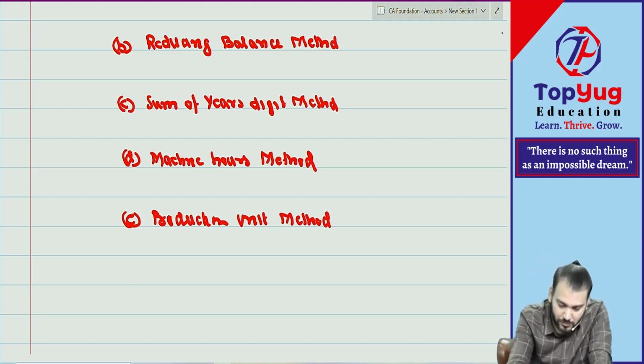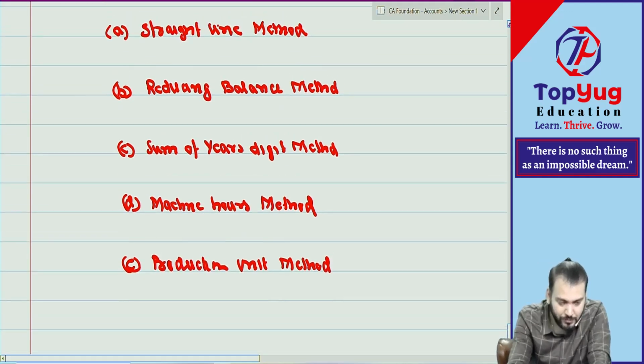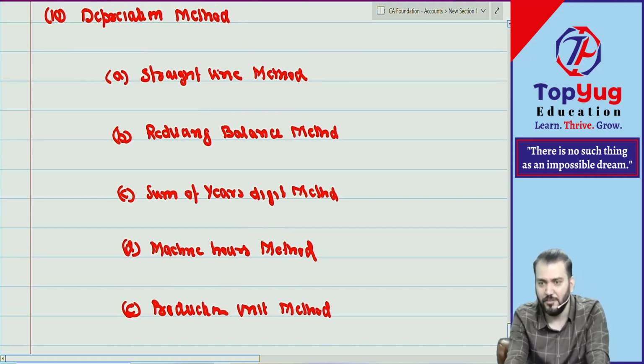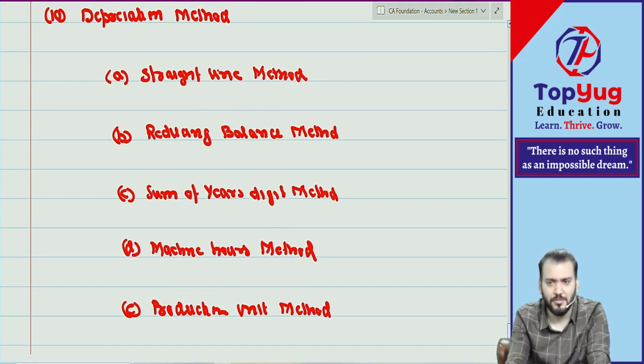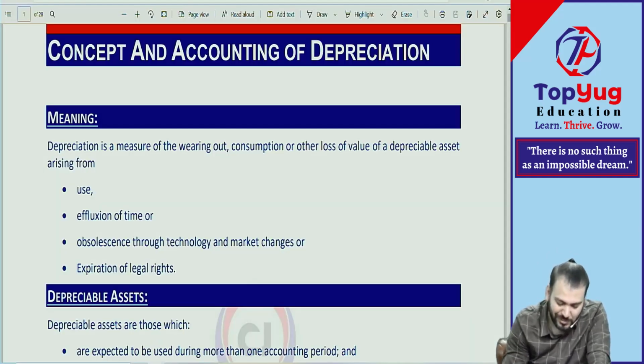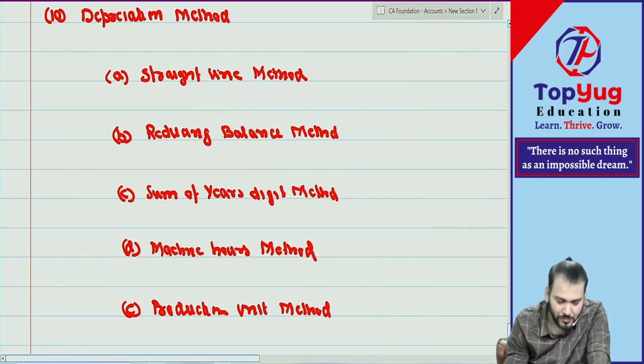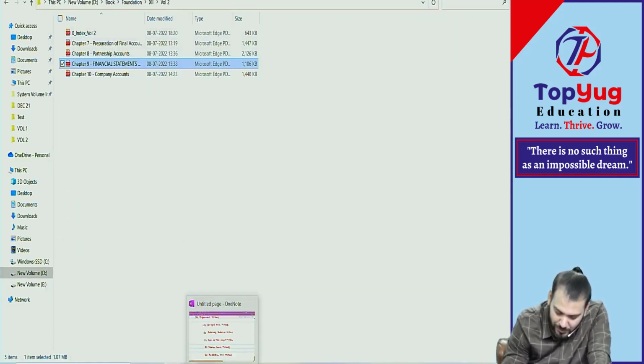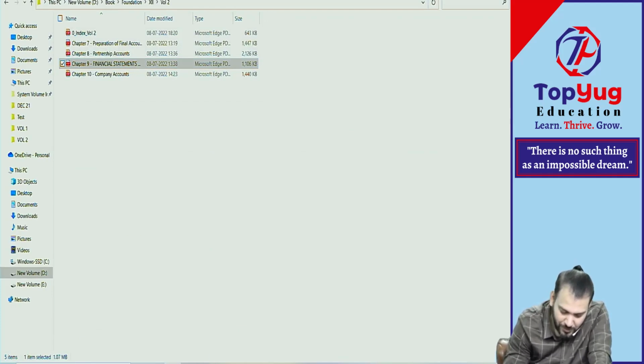Let's check once. This much only? No, not in my book. You don't have the ICAI book. Let us check, because sometimes they include some new method.